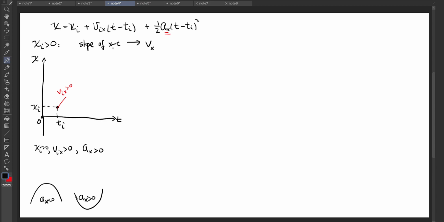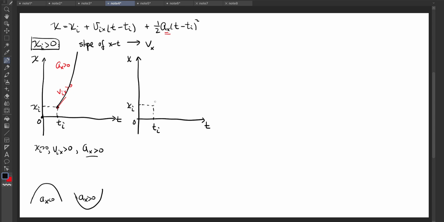So I need to go like that, right? So the only way I can do that is this kind of diagram. It's like that, right? So that's the ax being positive. Okay, now let me continue some other drawings. So that's x, that's t, and then that's ti. Again, remember I always fix xi to be positive.